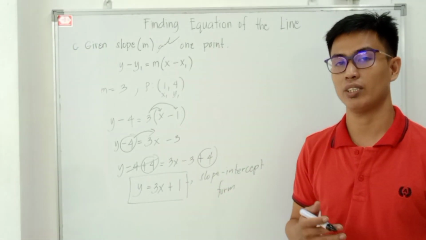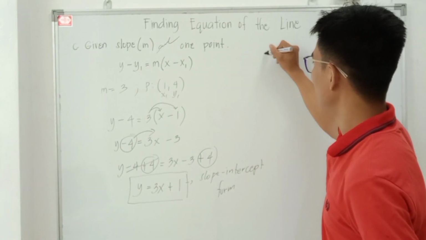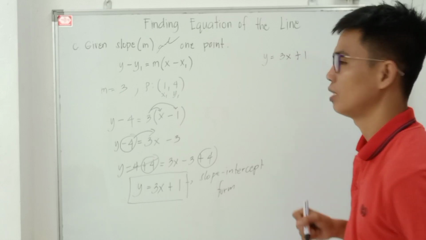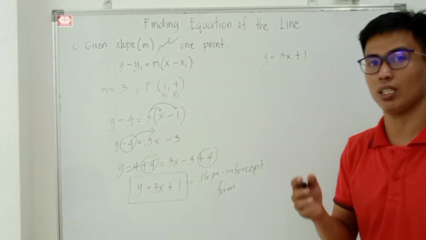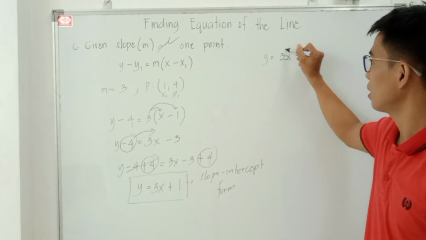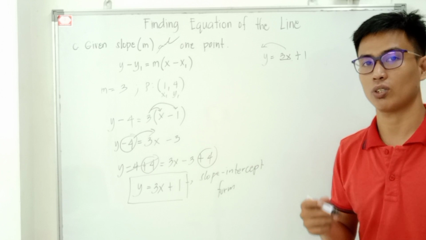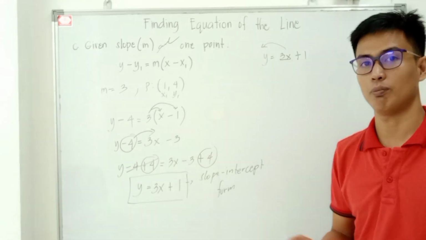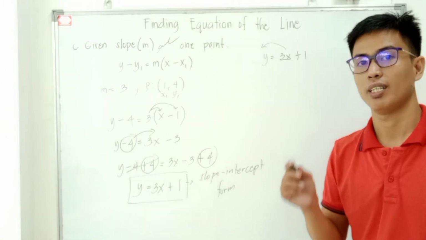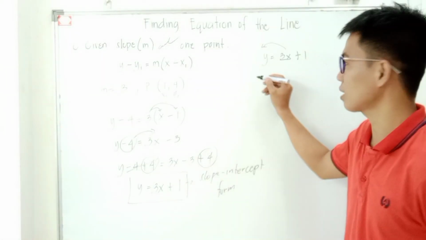Now we're going to find or determine the standard form. So we have y equals 3x plus 1. So transforming it into standard form, kailangan natin ilipat yung 3x dito sa kabilang side. And for us to do that, again, we're going to add both sides the additive inverse of 3x. And the additive inverse of 3x is negative 3x. So we're going to add negative 3x on both sides.